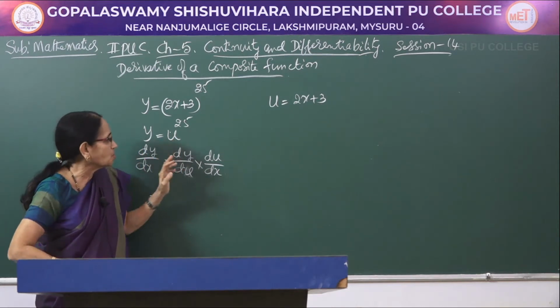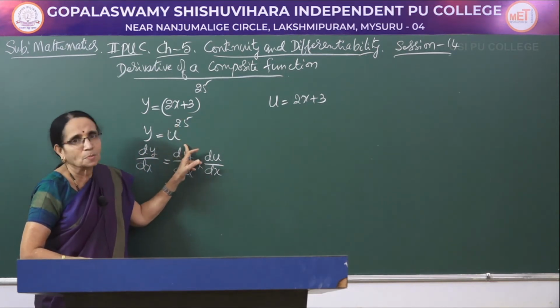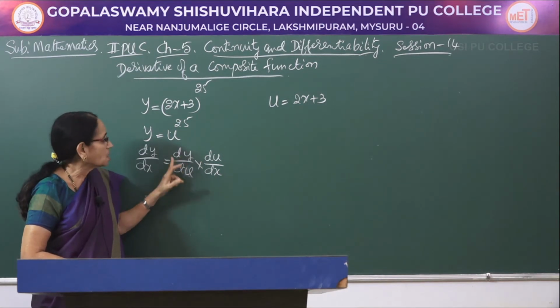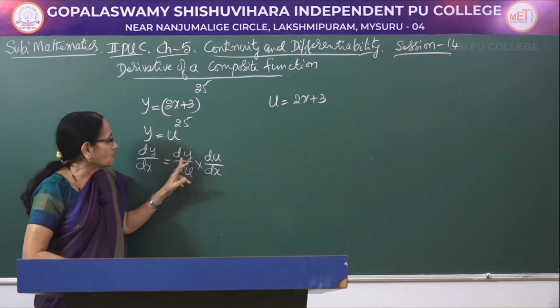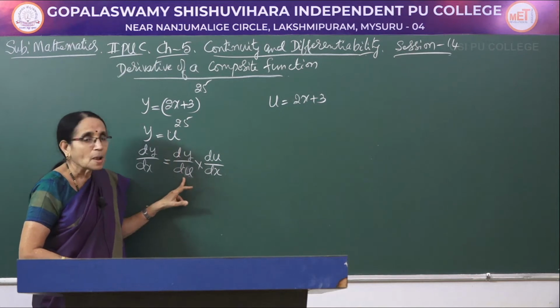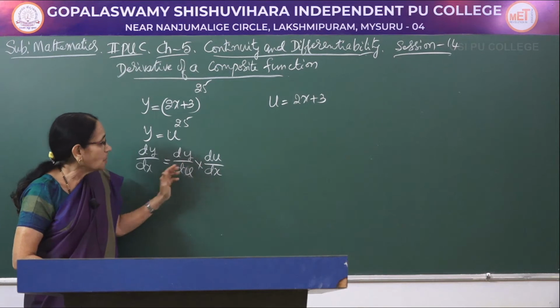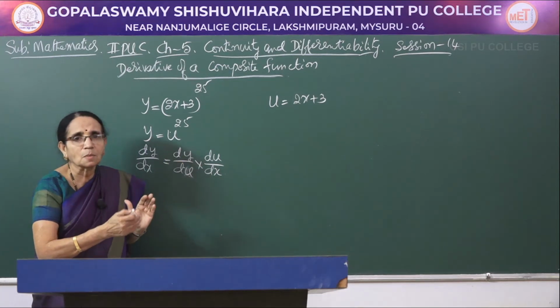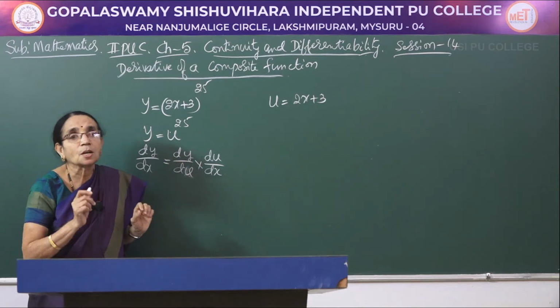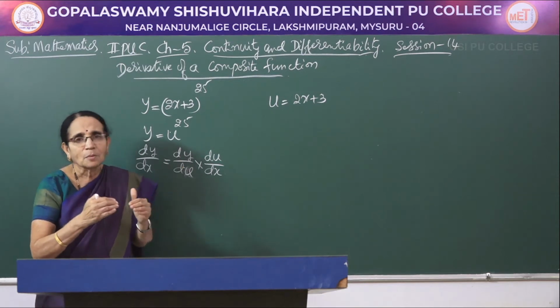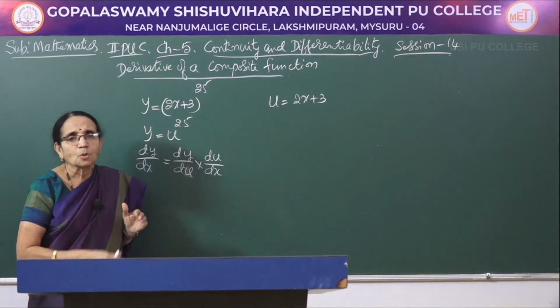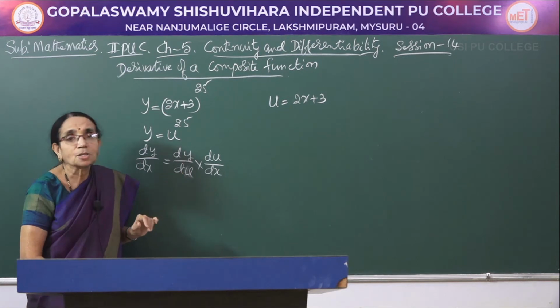So, because of the substitution, the function has become simple, but the derivation cannot be done directly. First it has to be differentiated with respect to u, but u has to be differentiated with respect to x. Now, this way of writing the derivatives side by side, we call it the chain rule, because it is like a chain, they have been connected with each other. So we call this rule the chain rule.